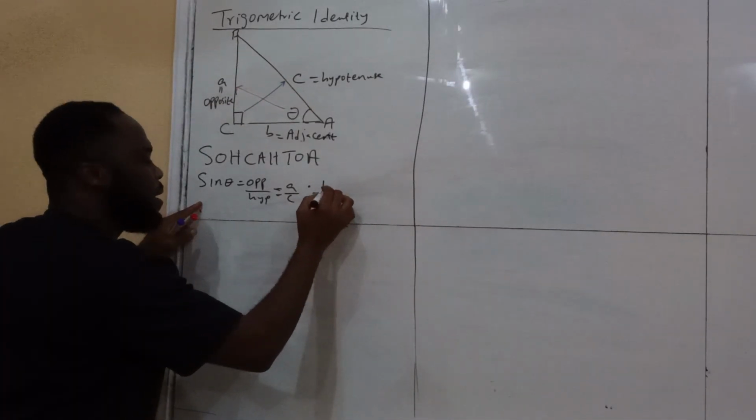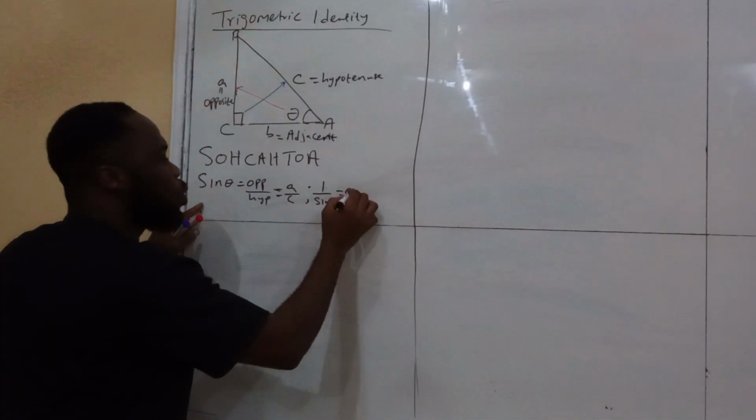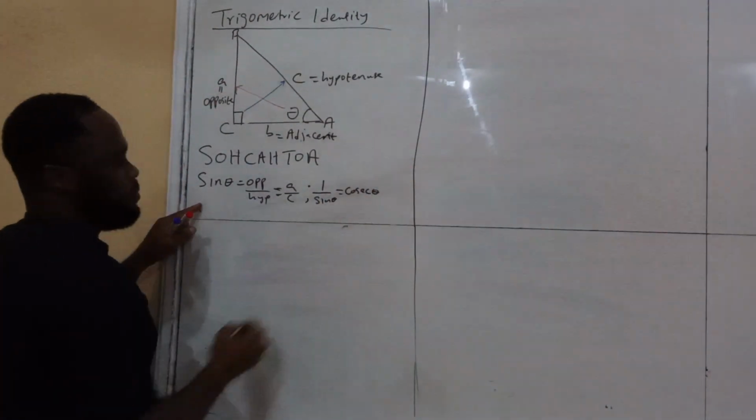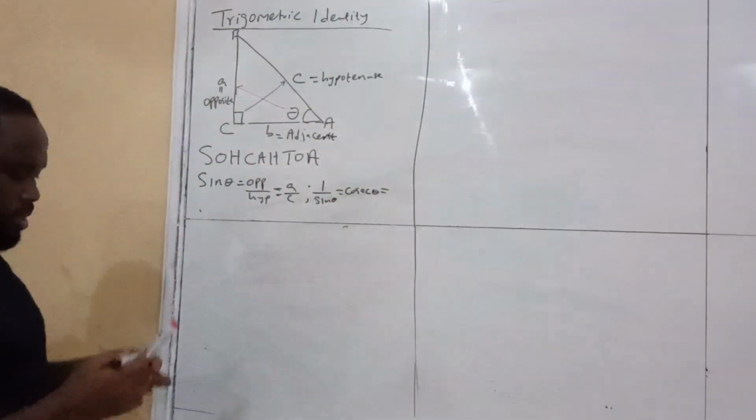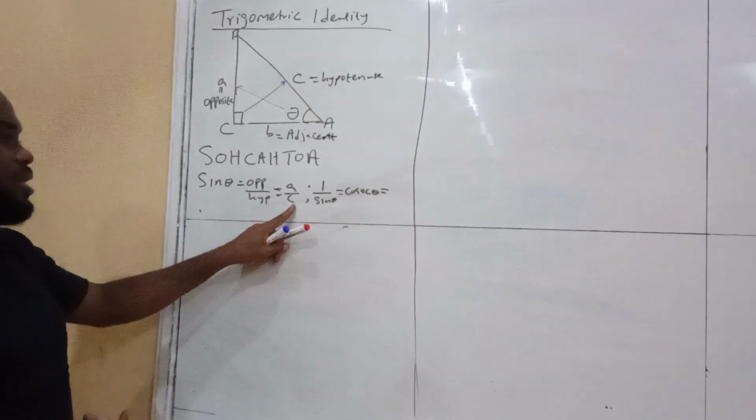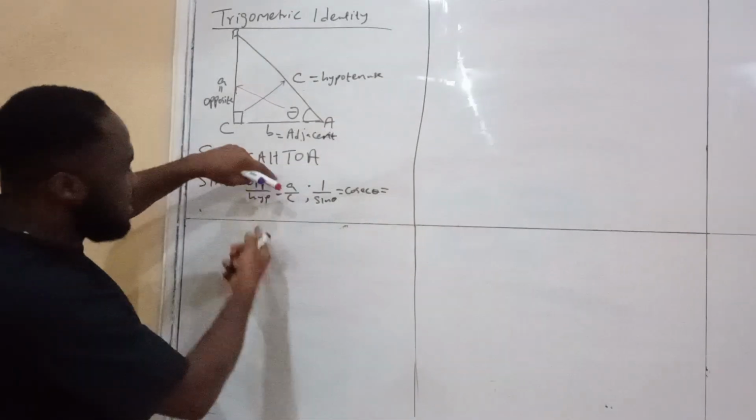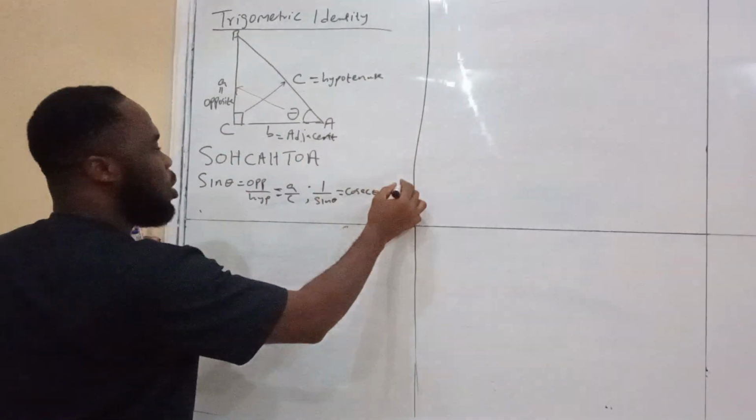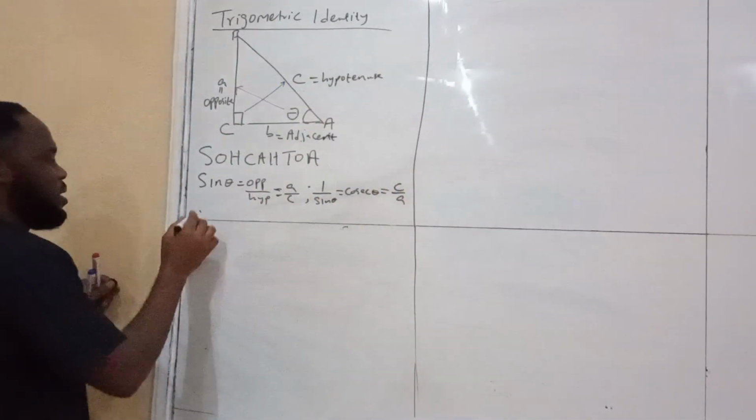Again, remember that the inverse of sine theta is cosec theta. We'll call it cosec theta. Now, if sine theta is equal to A over C, that means the inverse of A over C is C all over A.